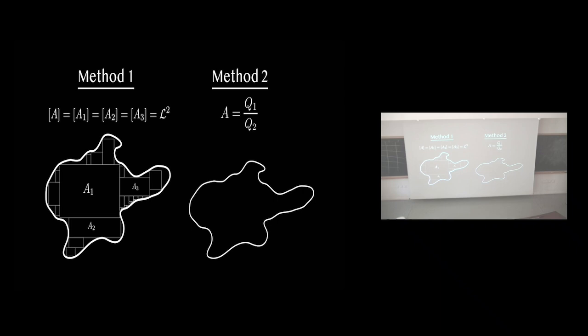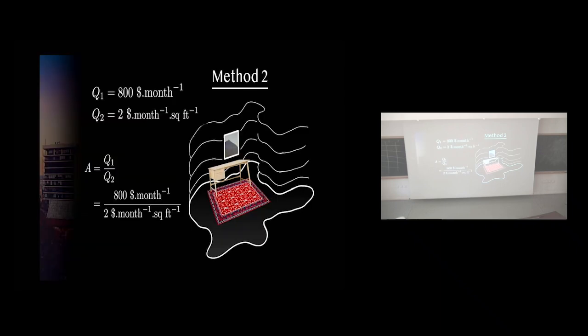So I have an example here where you have your area and it's a room and you're renting that room. And you know that you're paying $800 per month, and you know for weird reasons that it's $2 per month per square feet. And if you have those two pieces of information, these are your Q1 and Q2 in this situation, then the area that you get is just the ratio of those two quantities. And in this particular context, it's close enough to normal life that we're not really shocked by it.